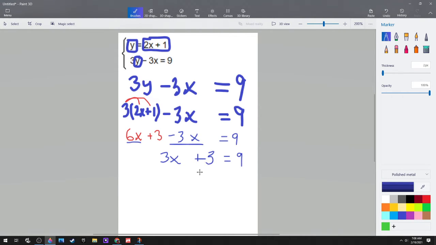Then we'll subtract 3 from both sides. I get 3x is equal to 6. And then we'll divide both sides by that coefficient that's in front of the x. 6 divided by 3 is 2. So, all right, one big difference to problems we've done in the past. x is equal to 2. This is not the answer. This is part of the answer.